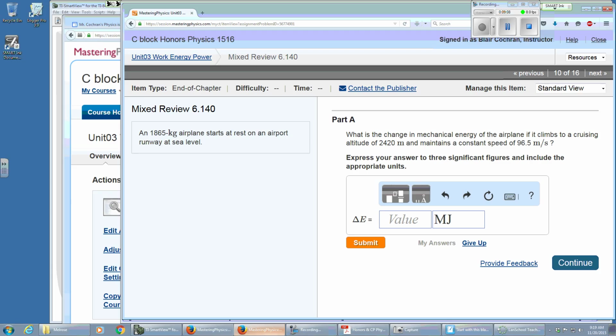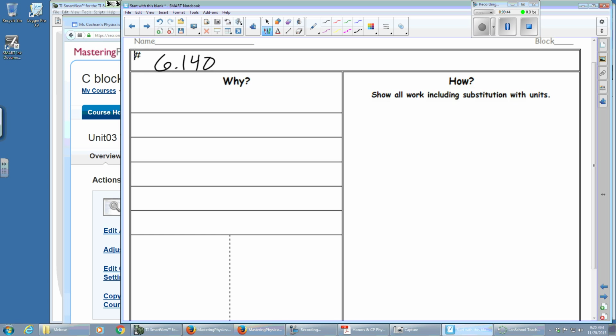So the airplane, is it gaining energy or losing energy compared to starting at rest at sea level versus being at a cruising altitude at a certain speed? Is it gaining energy? What type of energy is it gaining? Kinetic energy because now it's moving. What else? Potential energy because it's increased its height, or increased where it is in gravity. So gravitational potential energy. Those are all the ideas that I would express in the why.